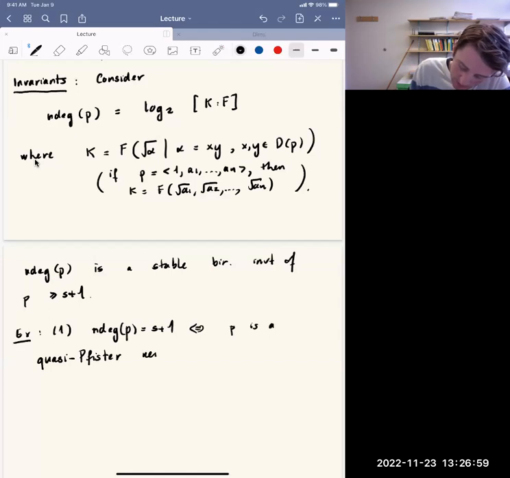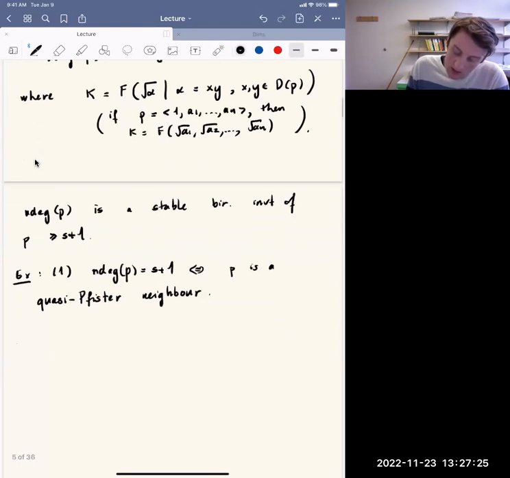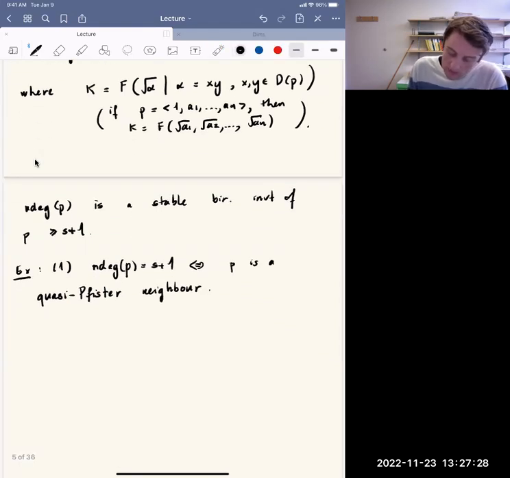So that's defined as before. It's just we replace Pfister forms now with quasi-linear Pfister forms. So a quasi-linear Pfister form would be the diagonal part of a Pfister symmetric bilinear form. So it's just, again, a tensor product with binary forms, but these forms are now quasi-linear. And a quasi-Pfister neighbor is just a quasi-linear form which is stably birational to a quasi-Pfister form. So for forms which are not quasi-Pfister neighbors, the norm degree will be larger.